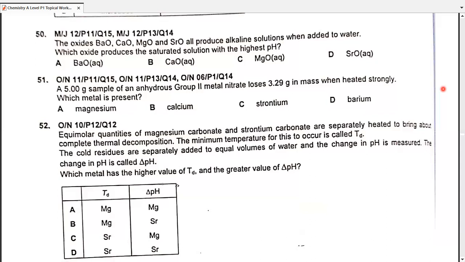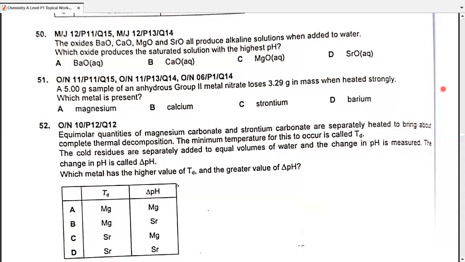Sir, the steps are that we find the Mr and then divide it by the Mr of the metal, right? Whose Mr do we find? The Mr of magnesium nitrate and the Mr of calcium nitrate, and then divide by the Mrs of magnesium and calcium. Of course, we go according to the equation.